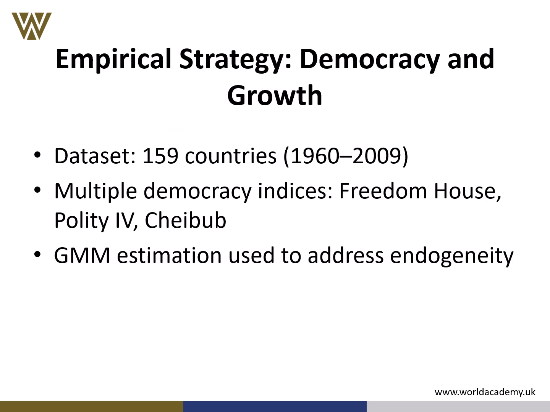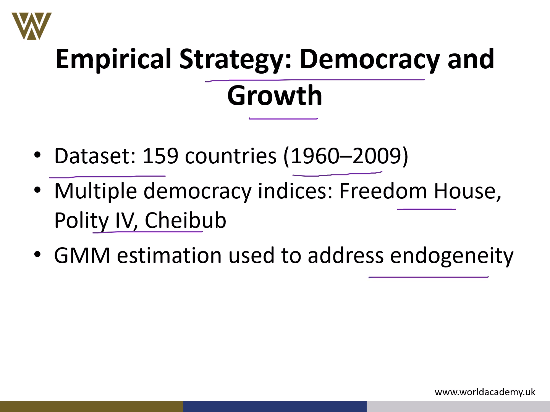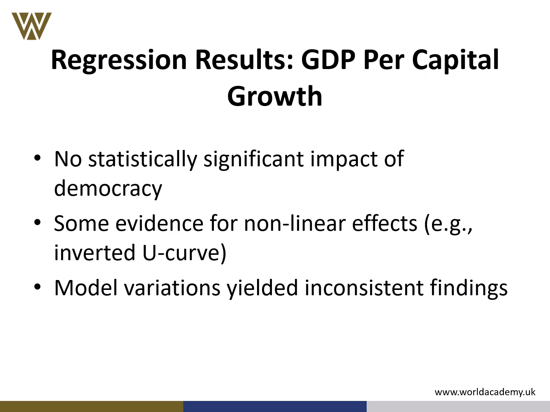Empirical strategies. Now let us understand democracy and growth. The dataset covers 159 countries, approximately 90% of the countries of the globe, with data of 49 years to be precise, approximately 50 years, from 1960 to 2009. Multiple democracy measures are used, such as Freedom House, Polity 4, or Cheibub. GMM estimation is used to address the endogeneity of the democratic system.